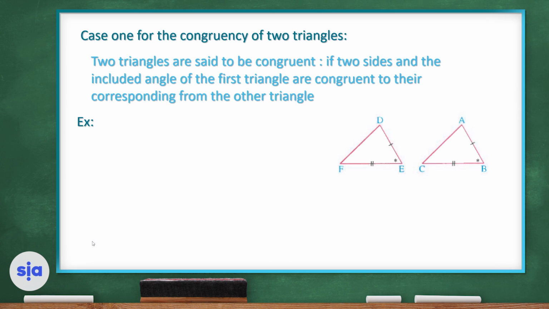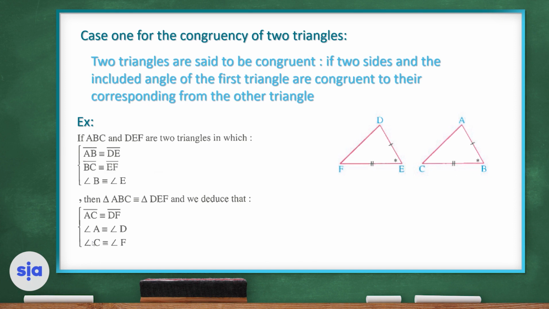If we have here AB as a side is equal to DE, or AB segment is congruent to DE segment, and BC segment is congruent to EF segment, and angle B is congruent to angle E, then these 2 triangles, triangle ABC is congruent to triangle DEF. Accordingly, AC segment will be congruent to DF segment, angle A will be congruent to angle D, and angle C will be congruent to angle F.